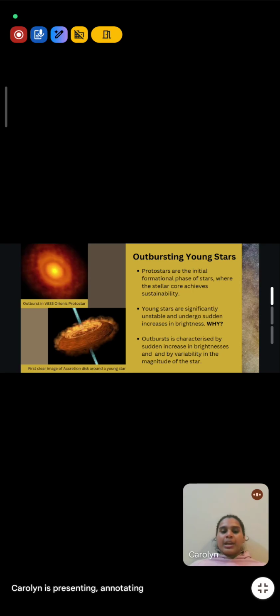celestial bodies. Now, young stars are significantly unstable and they have a lot of fluctuations in their brightness. Can someone tell me why this happens? The fluctuation in brightness is simply put as outbursts, or sudden bursts of energy or sudden brightness that you see. In other words, you could call them flickering or twinkling. So why do you think this happens in young stars particularly?